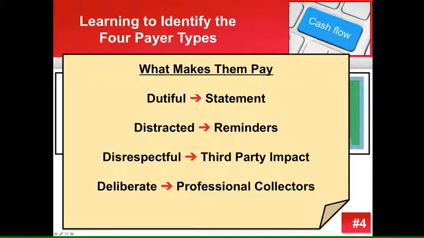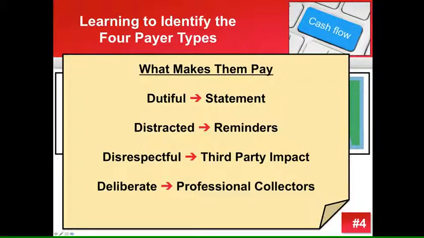The disrespectful, often the best threat, the best consequence that you can give them is third-party impact. The involvement of an agency, the involvement of an attorney instantly makes them understand that there will be a consequence for not paying you, which is exactly what they need to pay.